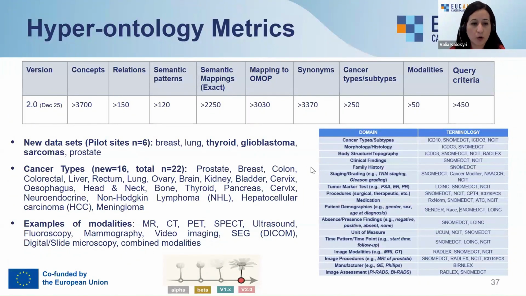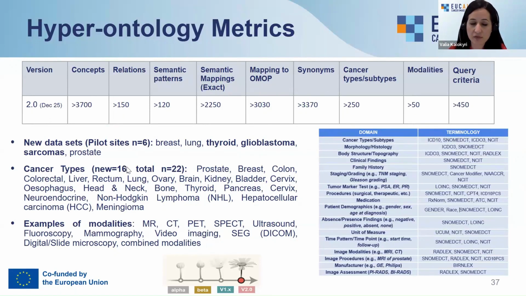And I want to conclude. I hope you are all here. So the metrics we have in the ontology, we are actually in version 2. We have more than 3,500 concepts. We have more than 2,000 exact mappings with different terminologies. You can actually see here all the kinds of terminologies that we support for each of the domains.